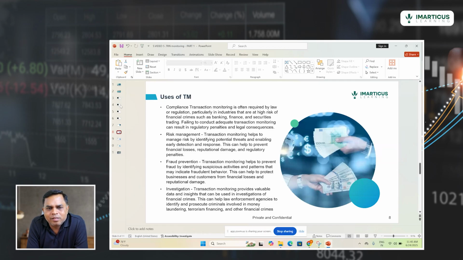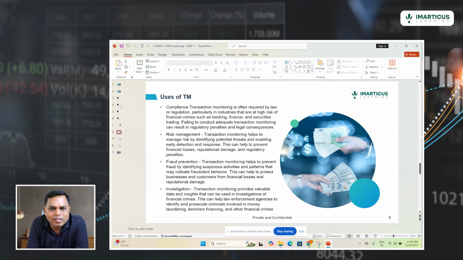Now, let's look at some of the users of transaction monitoring. What are the main users of transaction monitoring? First is compliance. Every bank or financial institution has to perform the transaction monitoring because it is a compliance or regulatory requirement. Every regulator, be it FATF or country-wise regulators, like for example in India it is the PMLA, or the BSA Act or the Patriot Act in the US, mandates the banks and financial institutions to do transaction monitoring. So first one, it's a compliance requirement.